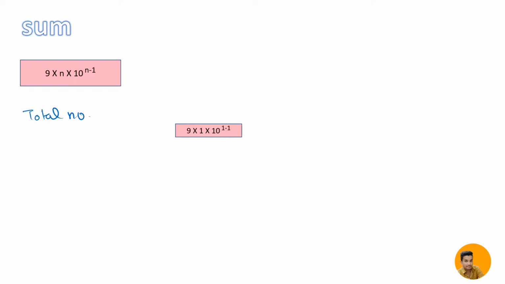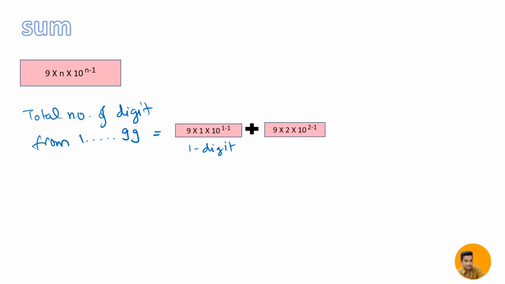Then I can also do the sum. Suppose I want to ask the total number of digits from 1 to 99. Then you would say, okay, I know this formula, so I would apply it for 1 digit. Then I would add it for 2 digit. Then I would have the total number of digits from 1 to 99, that would be 189, correct? You applied for 1, you applied for 2, because I was asking from 1 to 99.